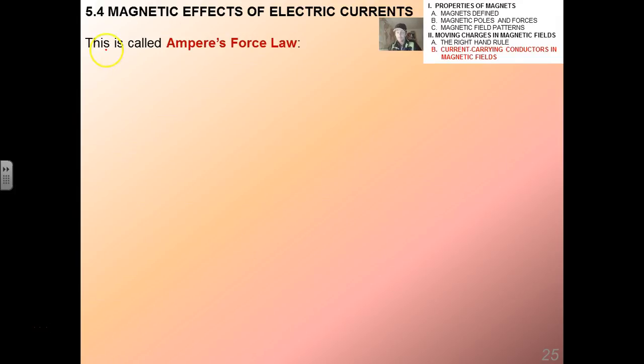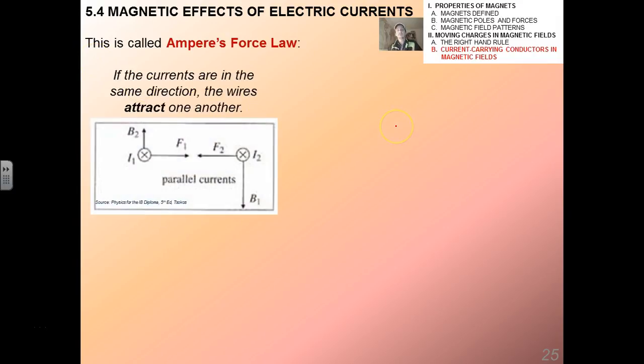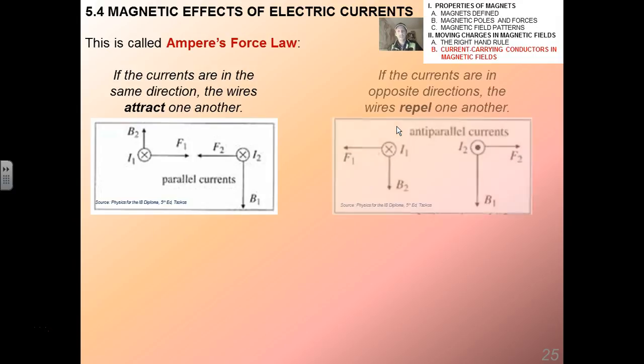Okay? And in fact, this law is called Ampere's force law. If the currents are in the same direction, the wires attract one another. If they're in the opposite directions, the wires repel one another. And again, you can use your right-hand rule to figure this out, right? So once again, wire 1 is affected by the B field from wire 2. Wire 2 is affected by the B field from wire 1, okay? So you have two sets of moving charges, in other words, a current-carrying wire in a B field. But the B fields that affect them are the B fields created by the other wire.